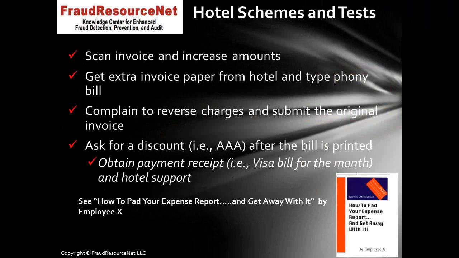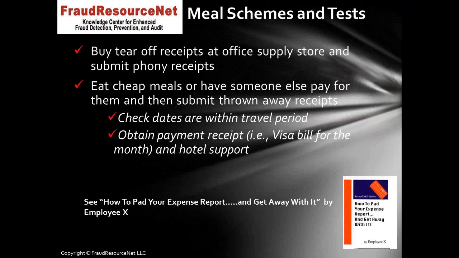But a lot of the easier ways, if you don't have a P-card system, is really just getting an invoice from the hotel, scanning it in, and doing whatever you want to it. Other things you could do is complain to reverse charges and then submit the original invoice, which lines up to the discounting. Like, if you had a discount card and you give it to them afterwards, they'll deduct it, but later.